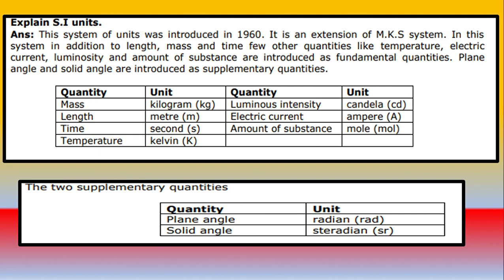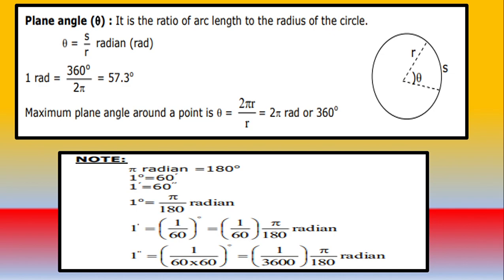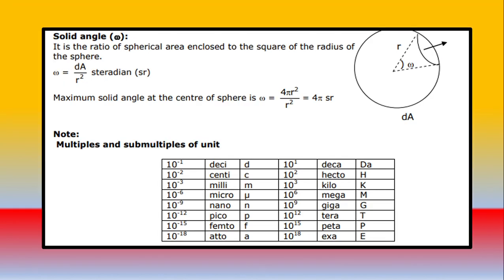As science developed, we introduced two more supplementary quantities, the plane angle and the solid angle. Supplementary quantities we can measure with a unit. So plane angle, radian, symbol rad. Solid angle, that is steradian, with the symbol sr. Further explanation for the plane angle is given, you can go through it, even for the solid angle.